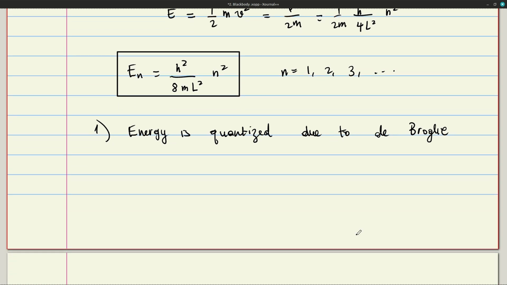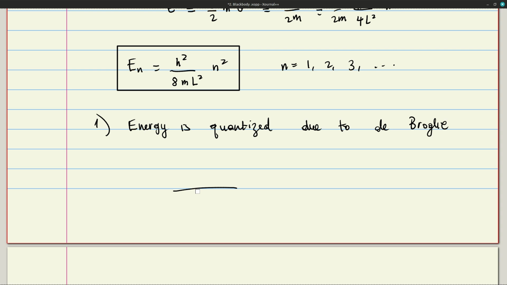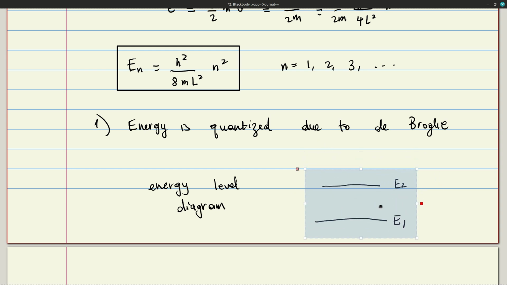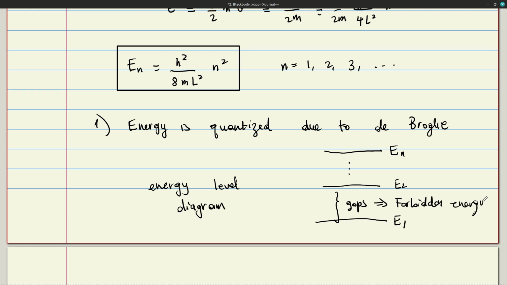And if you want, here is the energy level diagram. So this is E1, which is h squared over 8ml squared times 1. We put a second one here. This is E2, so this is n is equal to 2. And there's E_n. So for example, we have these so-called gaps, which are forbidden energy. You cannot have energies in these gaps due to quantum mechanics.